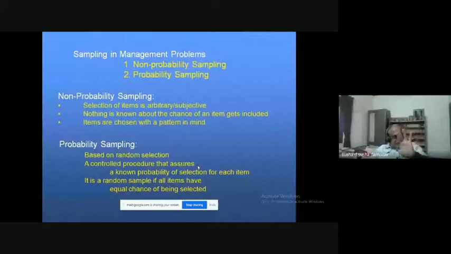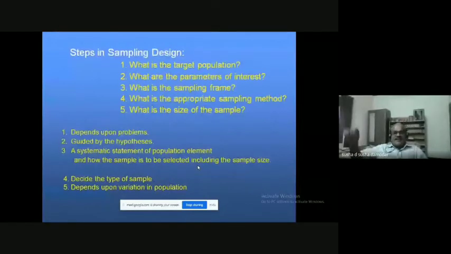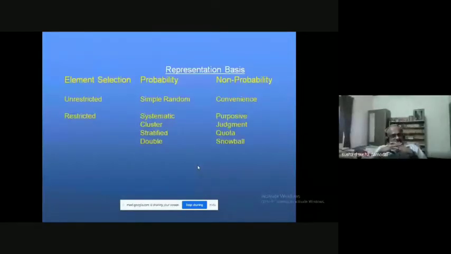Even though the population is finite, some research scholars apply non-probability sampling. See, in the case of probability sampling, what we will do? We apply the concept of probability at the time of the selection of sample from the population. Probability here means every unit in the population has an equal chance of being included in the sample. That is why we select the sample at random.